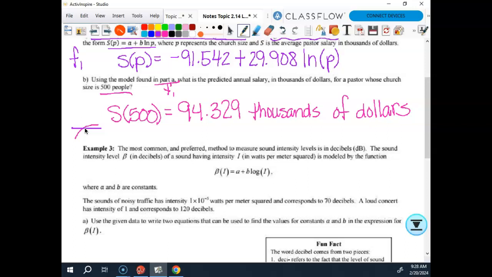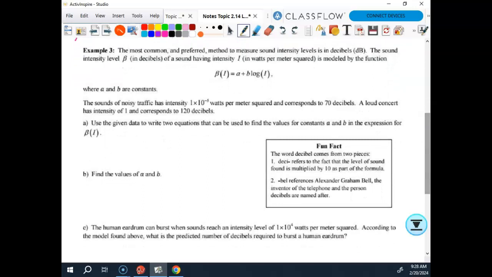Great. Now, this is non-calculator, so we're not going to touch the calculator for the rest of this. The most common and preferred method to measure sound intensity levels is in decibels. The sound intensity level beta in decibels of a sound having intensity I in watts per meter squared is modeled by this function right here, which is a log function. This is a common log, not a natural log. The sound of noisy traffic has intensity of 1 times 10 to the negative 5th watts per meter squared and corresponds to 70 decibels. A loud concert has intensity of 1 and corresponds to 120 decibels.